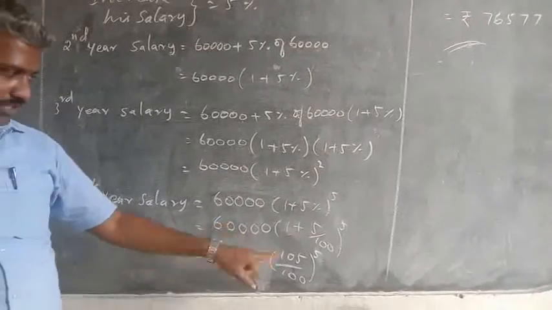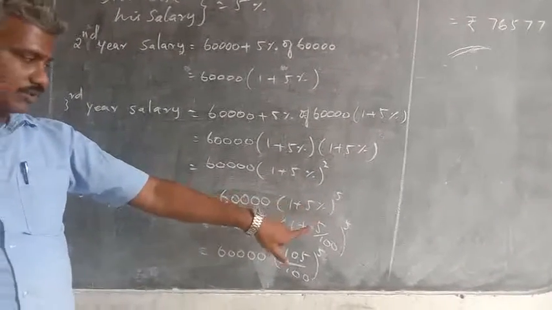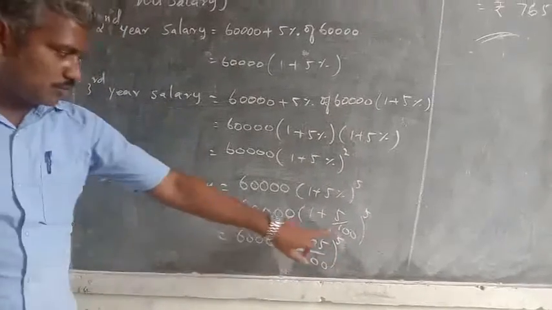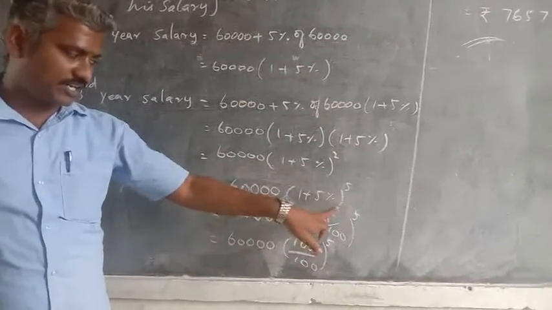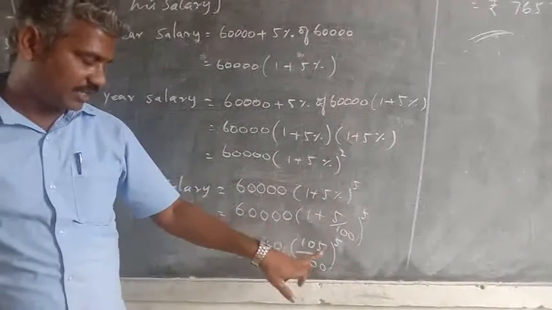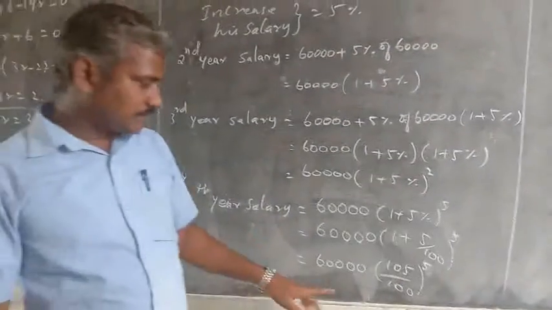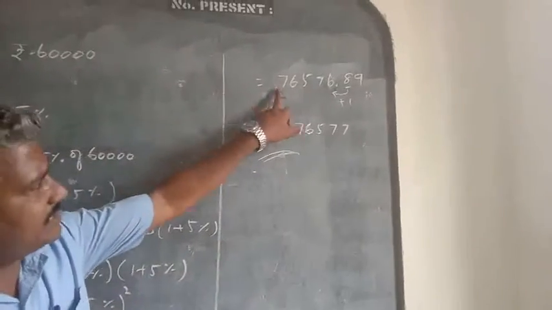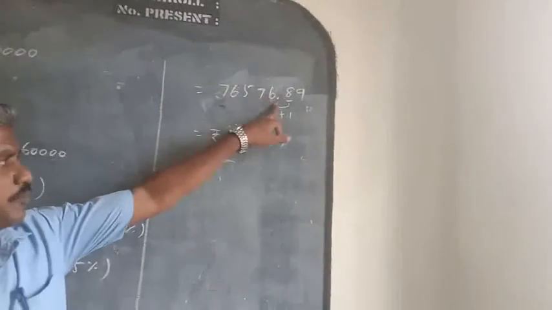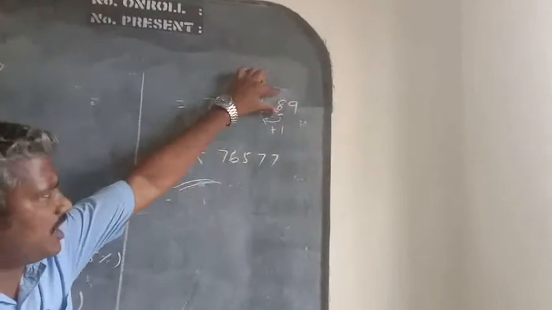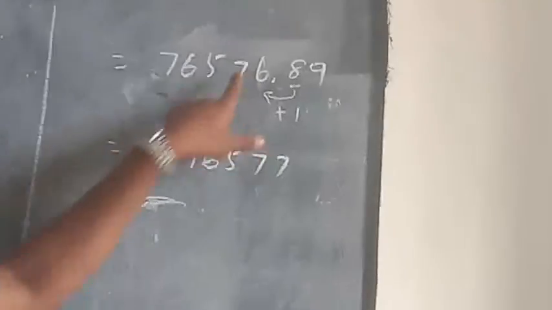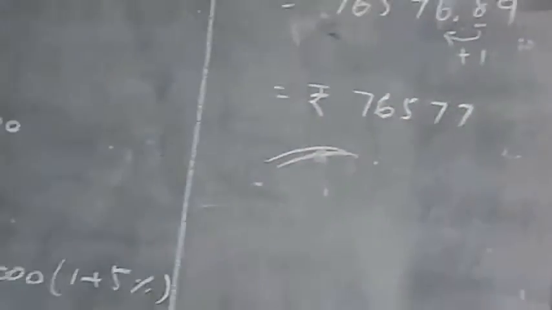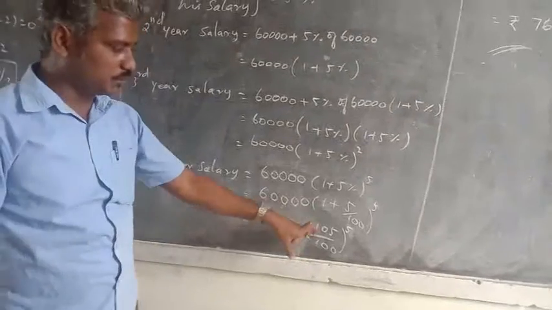So 60,000 into 1 plus 5% converted to decimal fraction: 5 by 100. So 1 into 100 plus 5 is 105 divided by 100, whole power 5. Now simplify this. So the answer is 76,576.89. This value, with 5 and above, we add 1. So rupees 76,577. This one you multiply and do yourself.